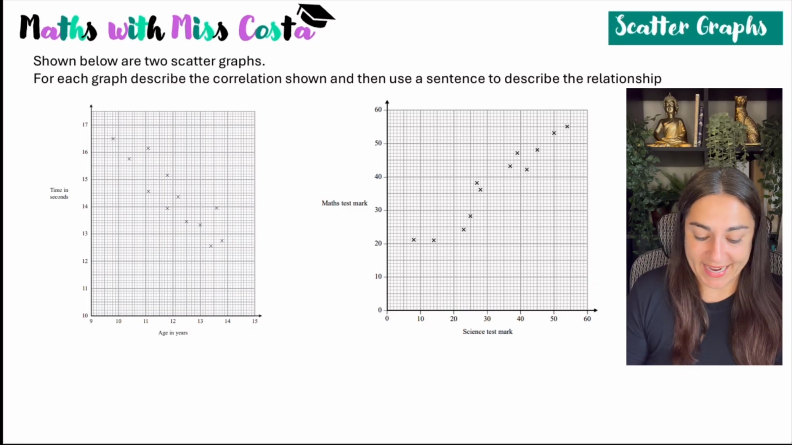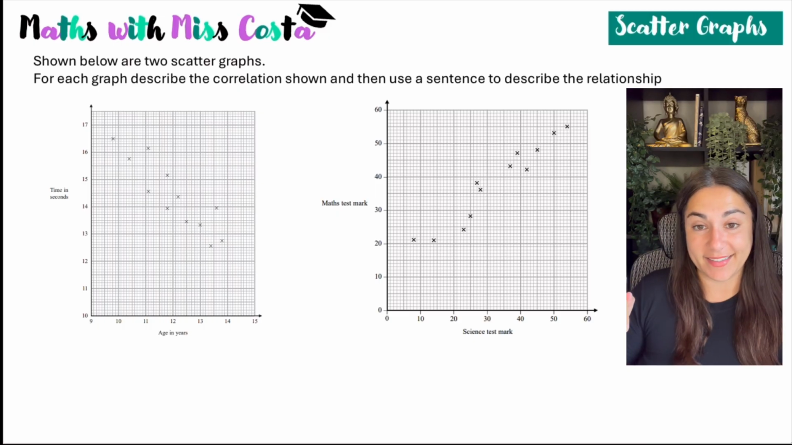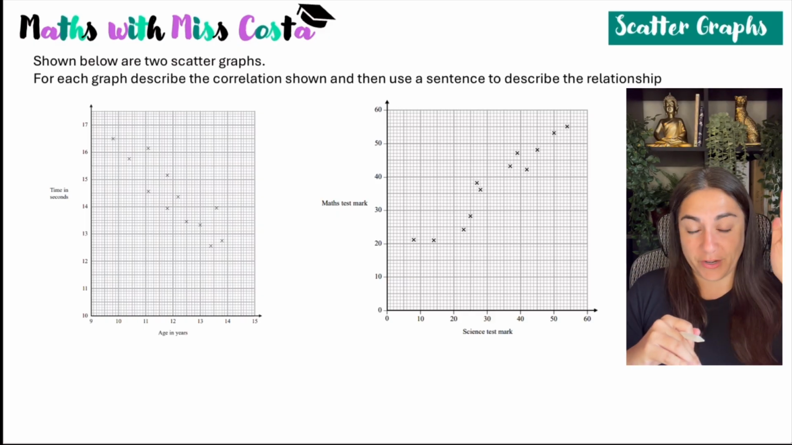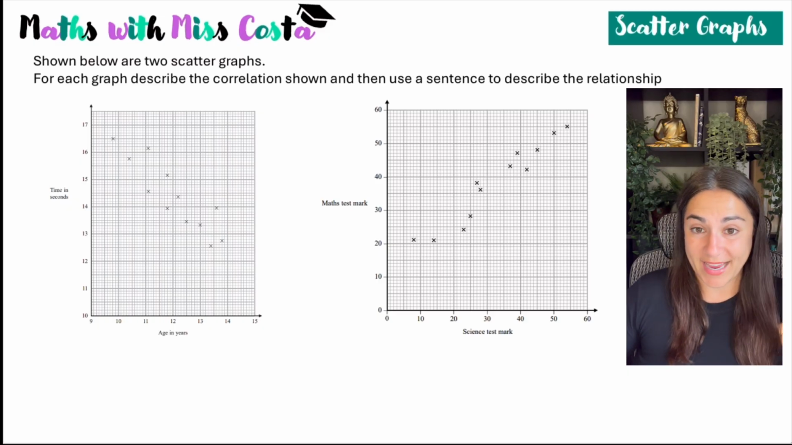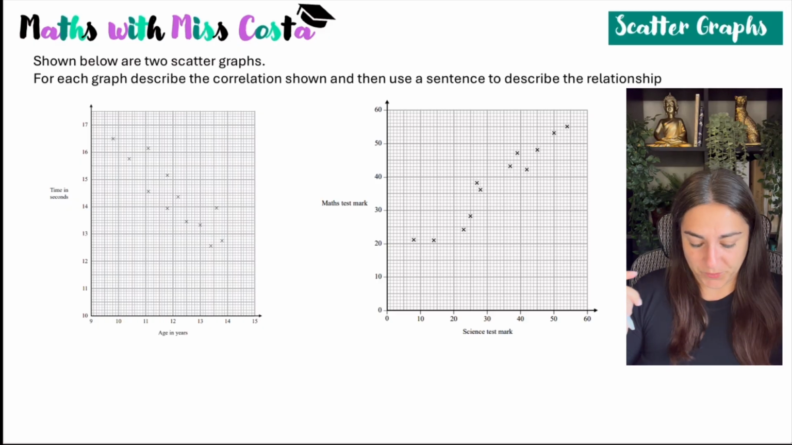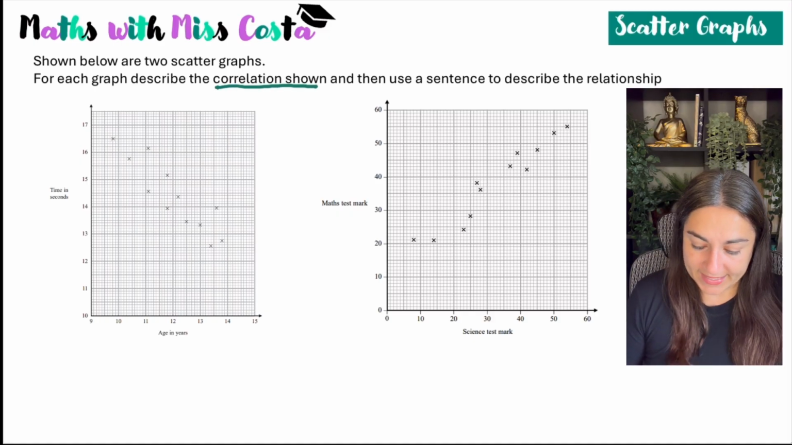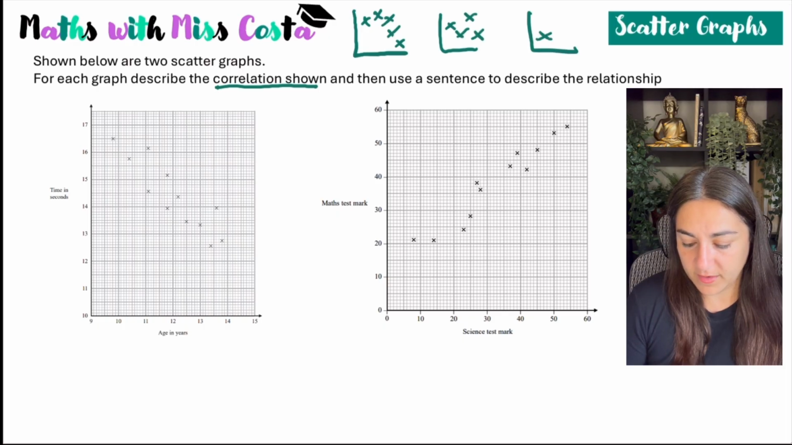Okay, so here we've got some scatter graphs. Now, all a scatter graph is plotting two data sets against each other to see if they have a correlation. Now, a correlation just means, is there a relationship with them in terms of as one value goes up, does the other value also go up? Or as one value goes up, does the other go down? Or is there no relationship between them two? So for each graph, I need to describe the correlation shown and then use a sentence to describe the relationship. So I'm just going to quickly show you what the graphs are roughly.